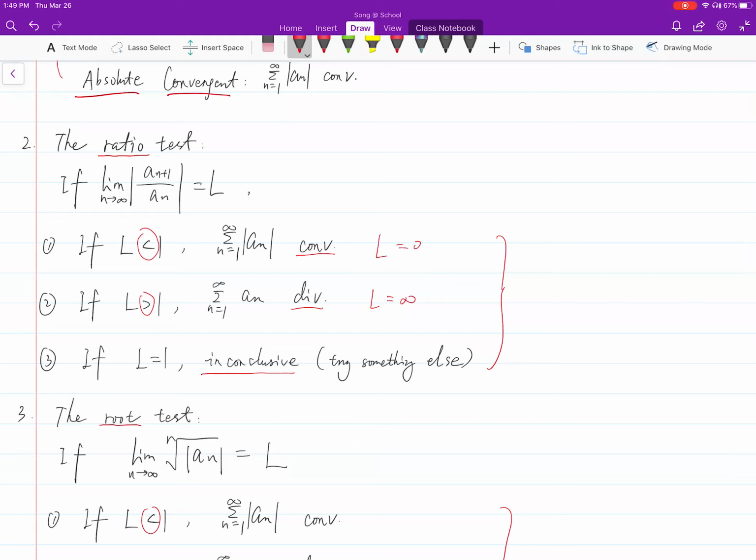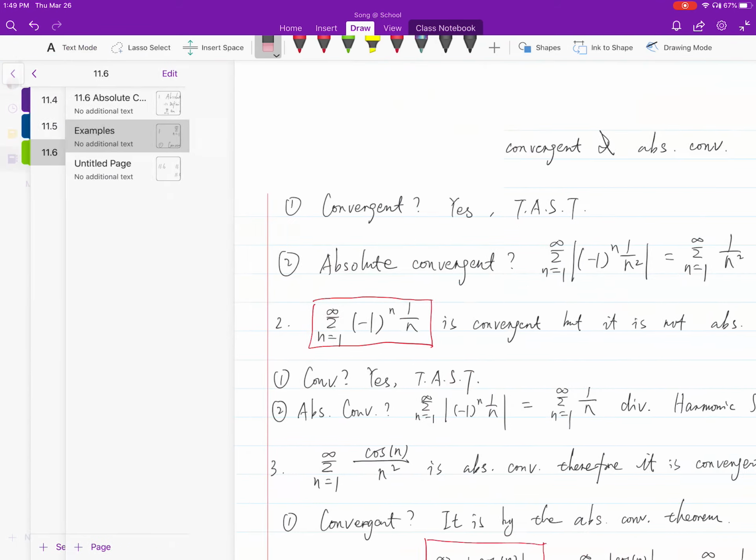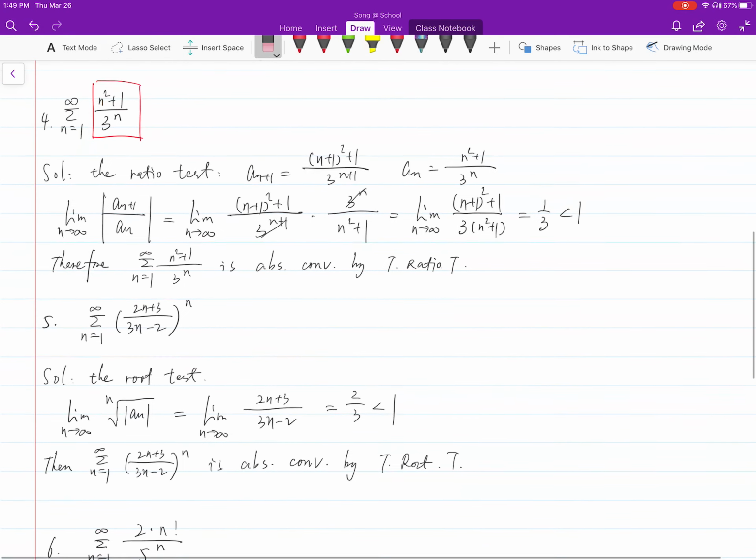Also, L can be 0. It's also fine. L will never be negative simply because you took the absolute value here. So L will be a number from 0 to infinity. And even if it's 0 or infinity, you still can tell which one is bigger or less than 1. 0 is less than 1, infinity is bigger than 1, so it's still doable. After that, we did a lot of examples.